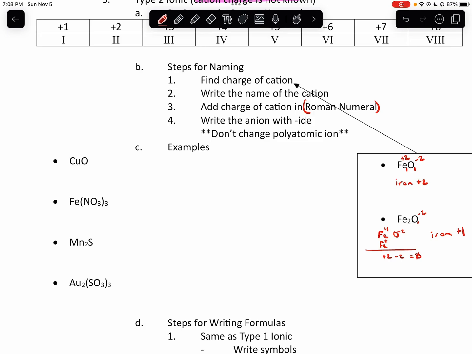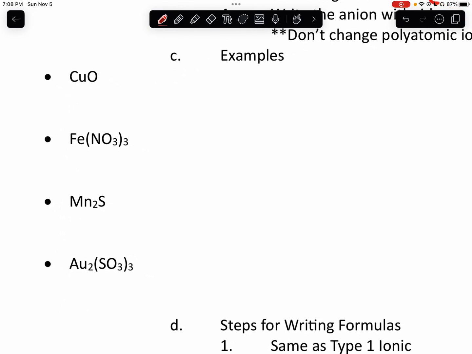So let's see if we can do an example here. Our first step says that we're supposed to find the charge of the cation. So we have CuO. If O is still -2, just like it was in the aside, what does each copper have to be? Each copper has to be +2. So we know copper is +2 in this situation, so we're going to say copper.